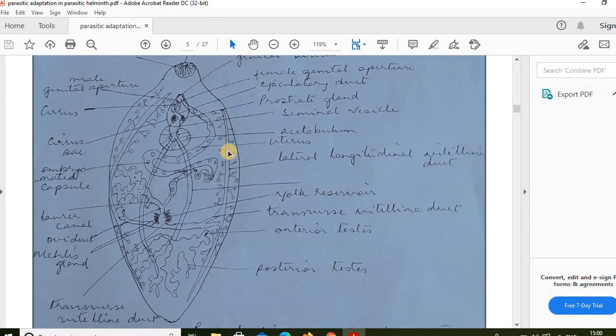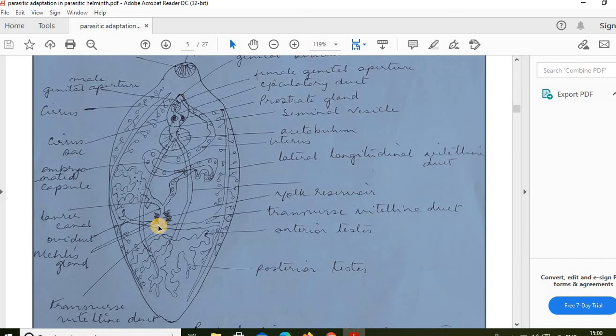The white line glands open by a minute duct. They open through these minute ducts into a longitudinal white line duct. They have the shell gland here, as well as producing albumin for the yolk. They open into the longitudinal white line duct, and these two longitudinal white line ducts are joined by a transverse white line duct.